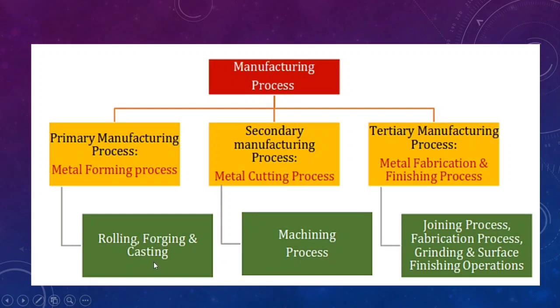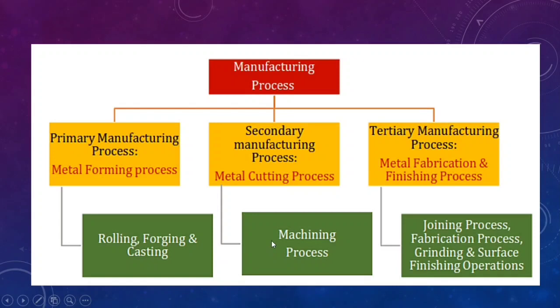Each process has its own different methods of making the products. If you want to understand this, you have to go in depth in these processes. Now we just have a brief introduction regarding this. Next, in the secondary manufacturing process, the metal cutting process, whatever is obtained from the primary manufacturing we can use for the metal cutting process, meaning the machining process.